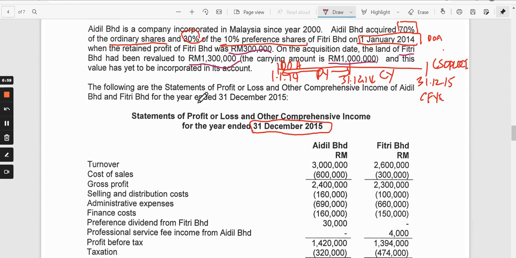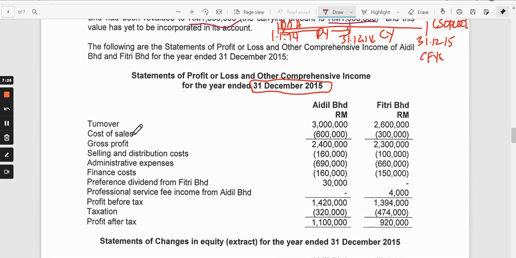So these are the statement of profit or loss and other comprehensive income, a separate statement that was given for you of AIDIL, the parent, and Fitri, the subsidiary, for the year ended 31st of December 2015. This is not the consolidated statement of profit or loss, but this is the separate or the standalone statement of each individual company before we consolidate them.